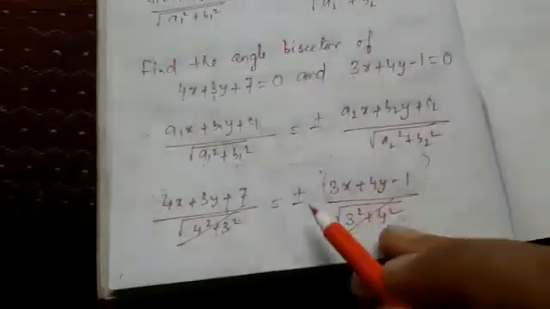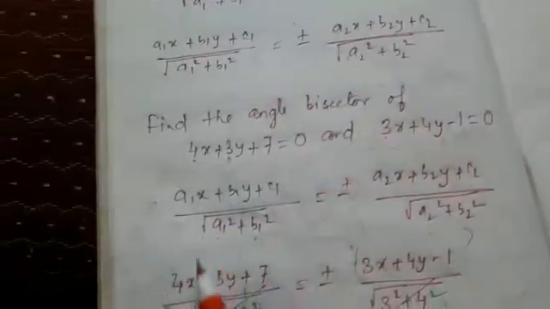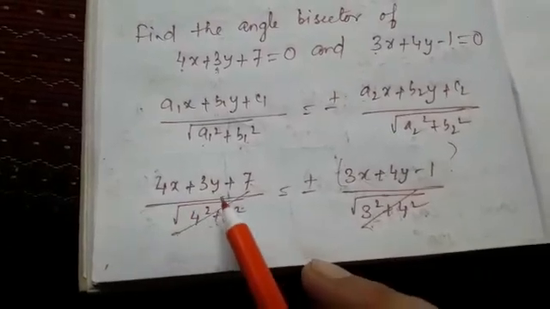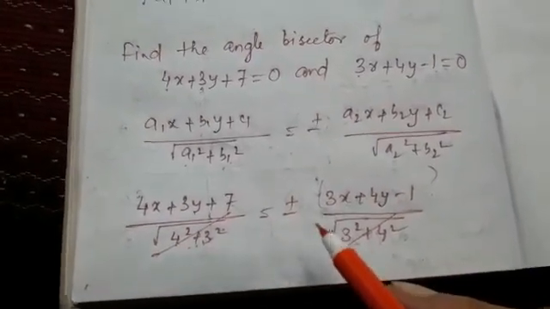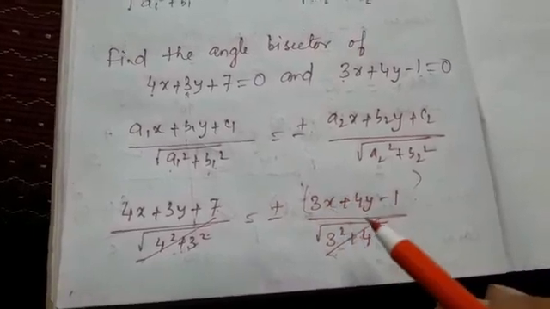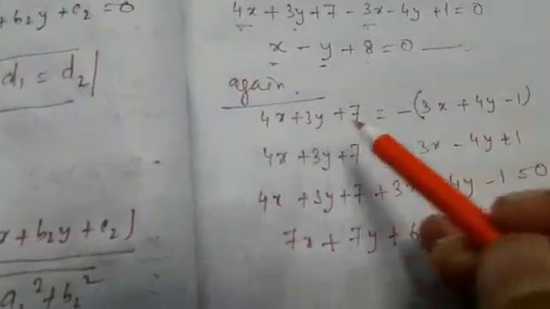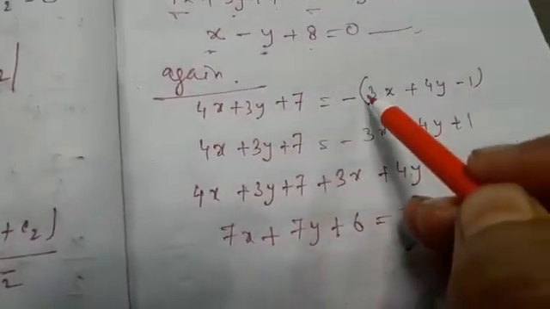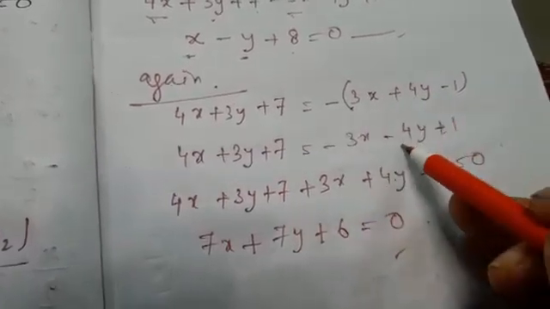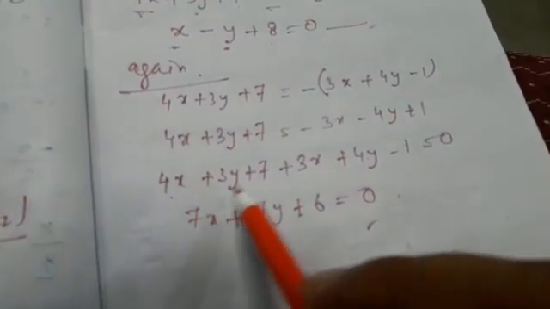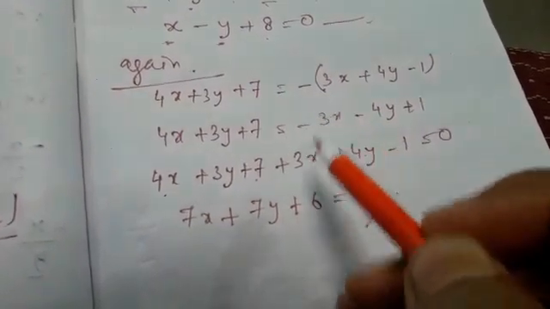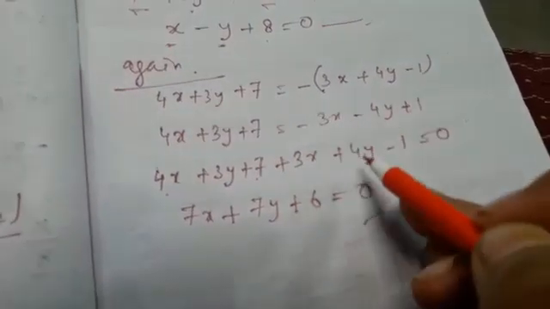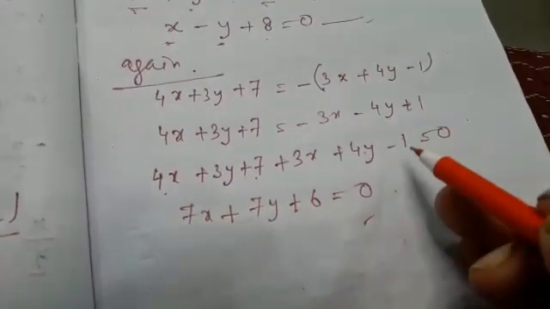And the other, by taking the minus sign, we can write 4x plus 3y plus 7 is equal to minus of 3x plus 4y minus 1, right? So now if you open the bracket, plus minus minus 3x, plus minus minus 4y, minus minus plus 1. Now you bring everything on one side, so 4x plus 3y plus 7 is already there. Send this minus 3x there, it will become plus 3x. This minus 4y will become plus 4y, and this plus 1 will become minus 1.